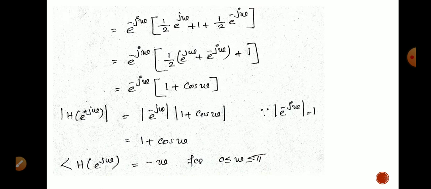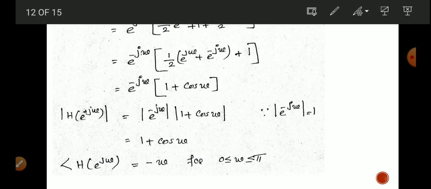Here in two terms 1 by 2 is common. So by taking 1 by 2 as common, the equation becomes e raised to minus j omega into 1 by 2 e raised to j omega plus e raised to minus j omega plus 1.